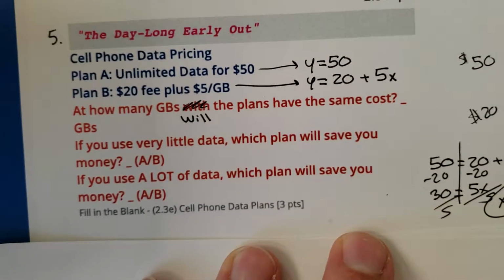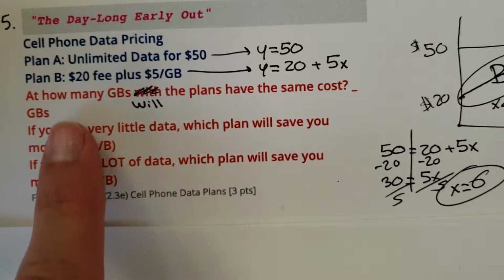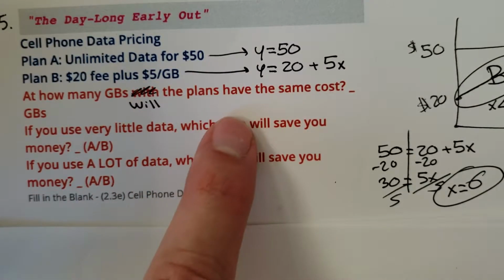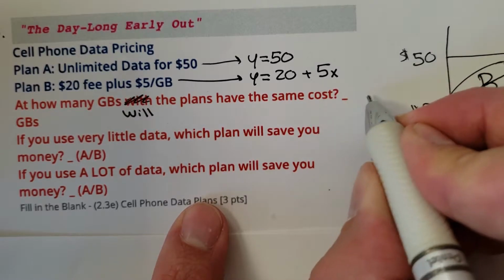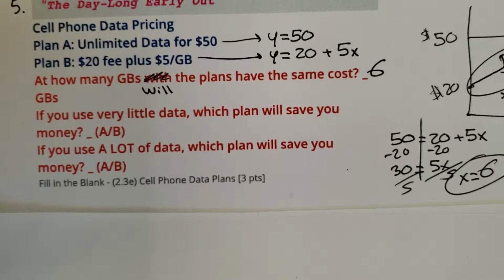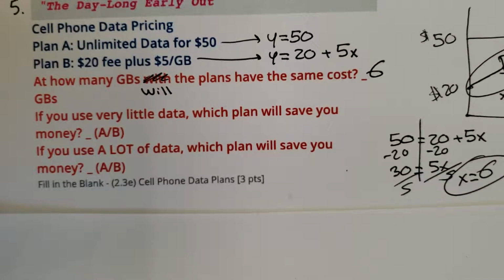All right. So from that, we can answer some questions here. At how many gigabytes will the plans have the same cost? The answer you're going to say is 6. At 6 gigabytes, that's your decision-making number. Once you hit 6, you've got to make a decision.